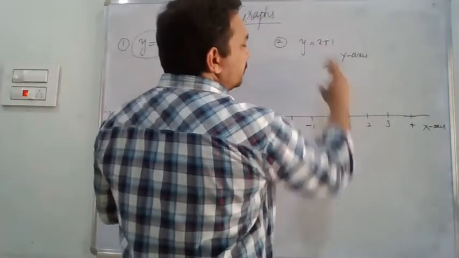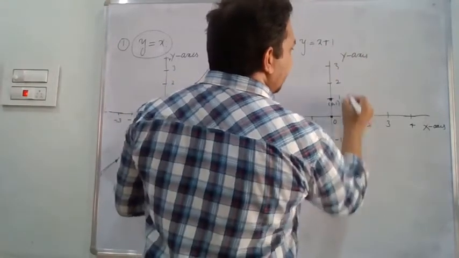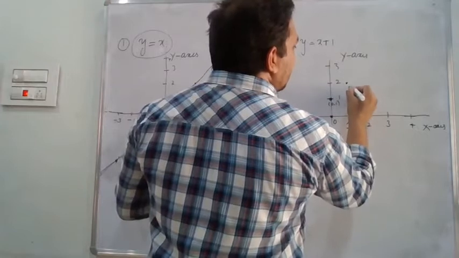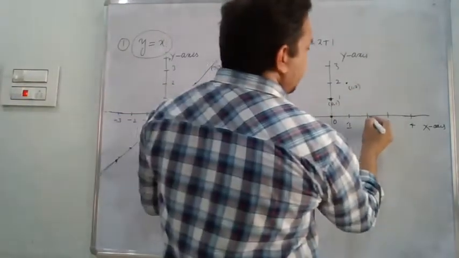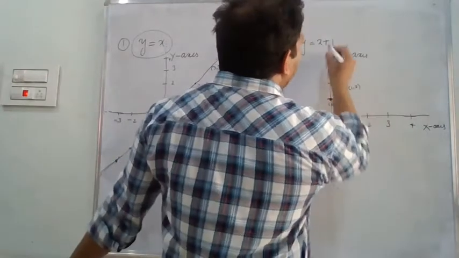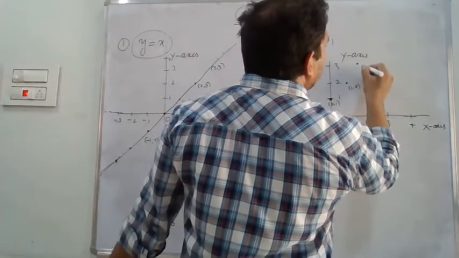Substitute x equal to 1. For x equal to 1, what is the y value? 1 plus 1 is 2. So x is 1 but y is 2. So this is 1 comma 2. Similarly, substitute x equal to 2. Then what is the y value? y value is 3. So this is 2 comma 3.